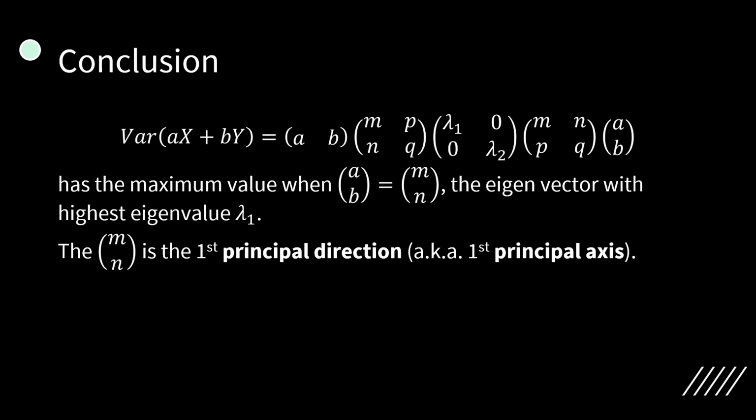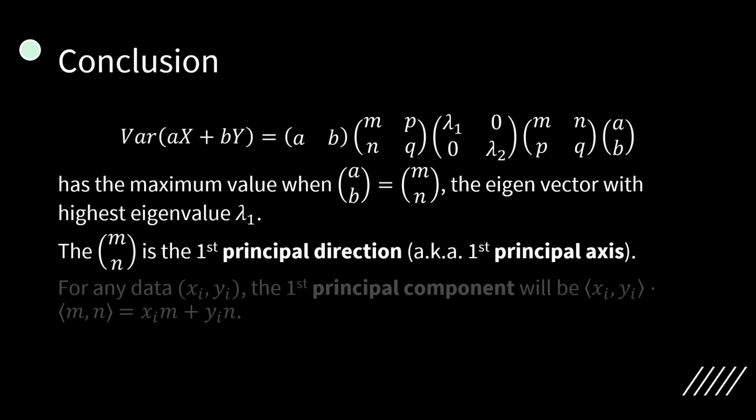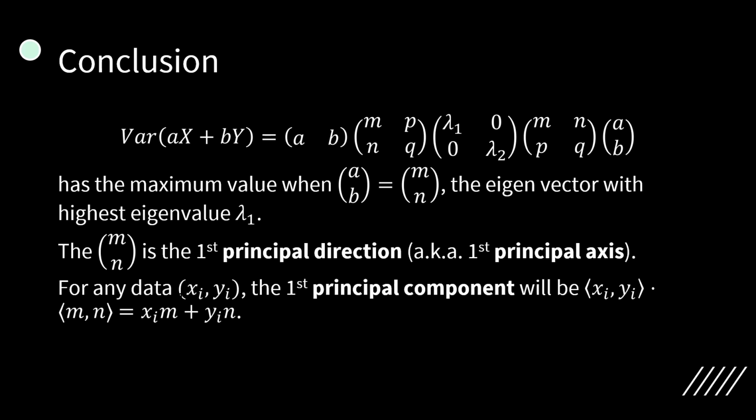Now let me give you some definitions. The (m, n) is the first principal direction, also known as the first principal axis. And for any data point (xi, yi), the first principal component will be (xi, yi) dotted with (m, n), which is xi m plus yi n.